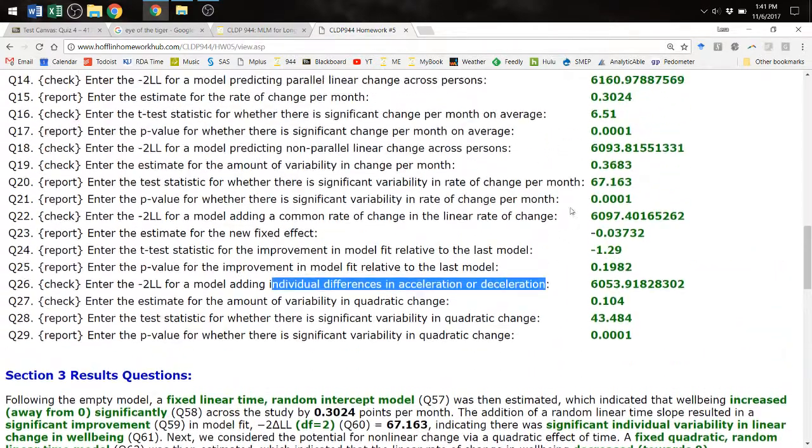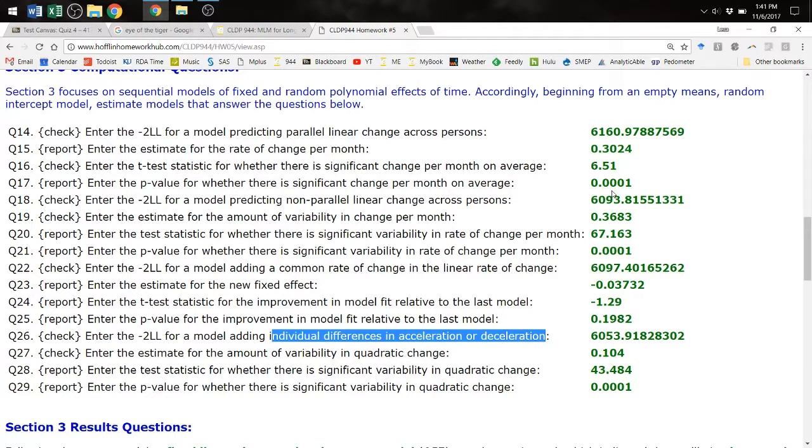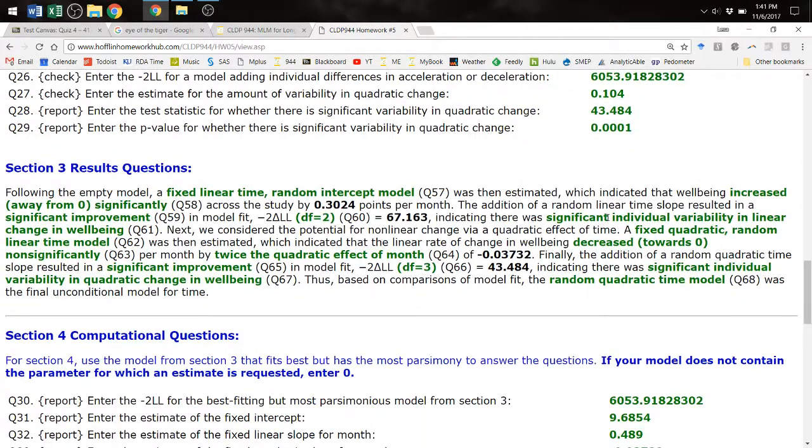In this instance, we have a positive rate of change coupled with a negative quadratic. So then what we have here is the linear rate of change decreased towards 0 non-significantly, so the fixed effect was non-significant in this case, by twice the quadratic effect of month. So twice the quadratic is how the linear slope changes per unit time.